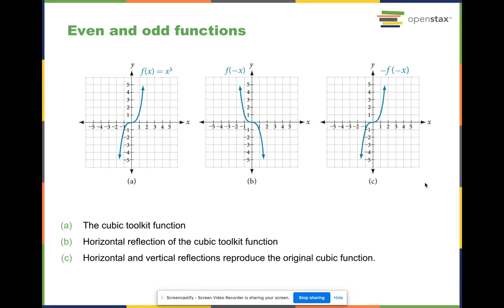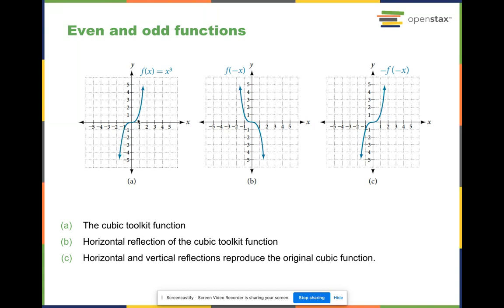Okay, let's talk about even and odd functions. And to do that, let's first look at this equation x cubed. Okay, so here's just a toolkit function x cubed. Let's look at the horizontal reflection of that, f of -x. If we reflect that across the y-axis, here we go. This is our horizontal reflection of x cubed. And then what if we reflect it again, did a vertical reflection of this function? What do you notice? We get the exact same function, right?